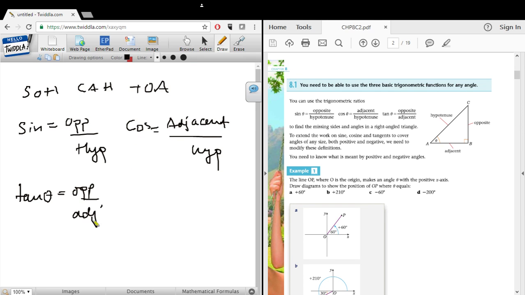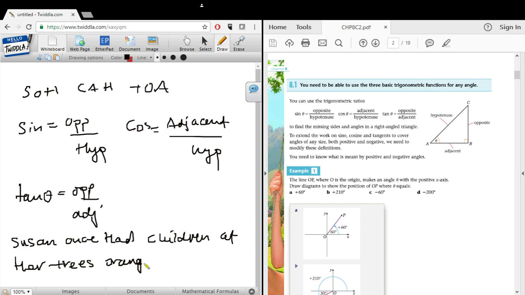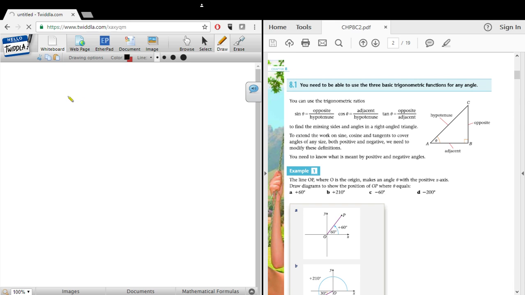So now when you write it out, if you forget it, you can say Susan once had children at her trees, orange, and I'll come back to something to represent A later, but you can say COHCAHTOA, which will revert back to SOHCAHTOA. Just a small, simple, humorous example to illustrate mnemonics.